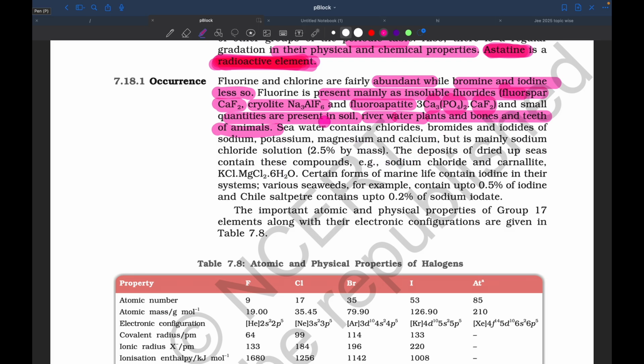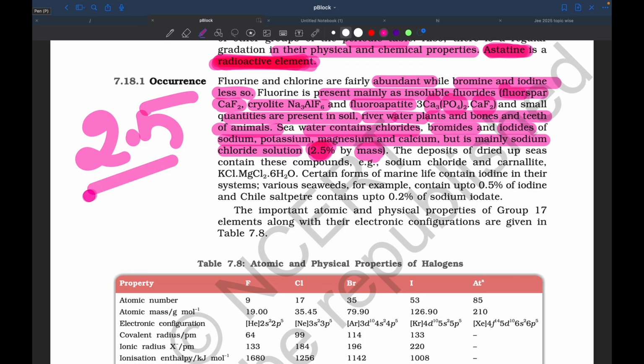Seawater contains chlorides, bromides, iodides, sodium, potassium, magnesium, calcium, but mainly sodium chloride is present, about 2.5% by mass. Seawater contains how much percentage? It's 2.5% of chlorine that is present in the seawater.